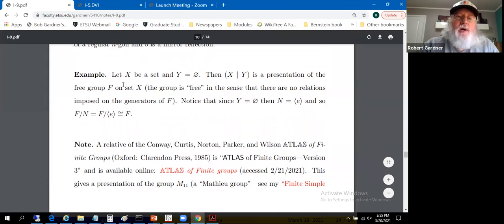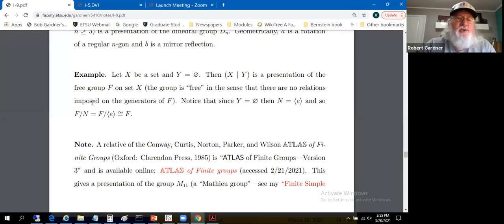Speaking of free groups, let X be a non-empty set of generators, and suppose Y is the empty set. Then the presentation X Y is a presentation of the free group F on set X. The group's free in the sense that there's no relations imposed on the generators of F. I don't exactly know the history of this, but I rather suspect that's why free groups are called free groups. This presentation stuff probably comes first, and then we're putting no constraints on the generators, allowing the generators to be free in that sense.